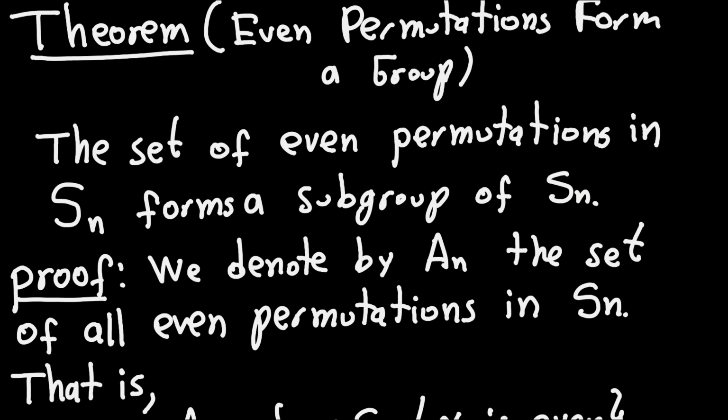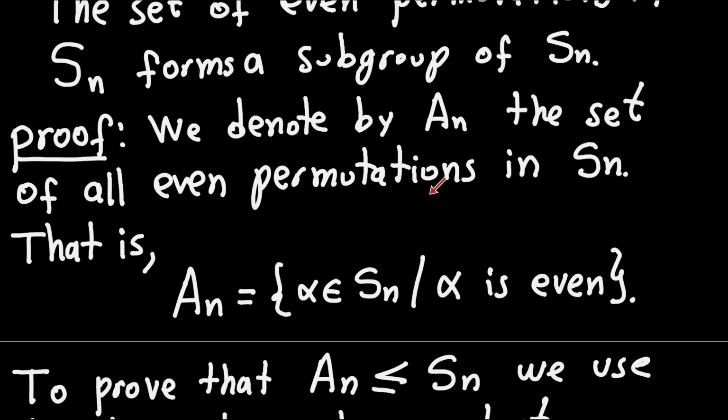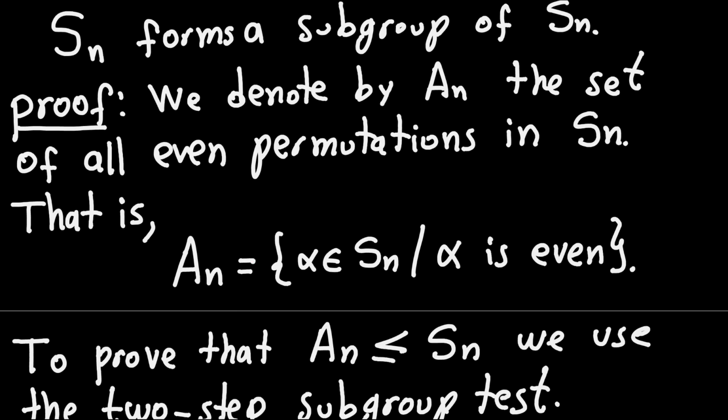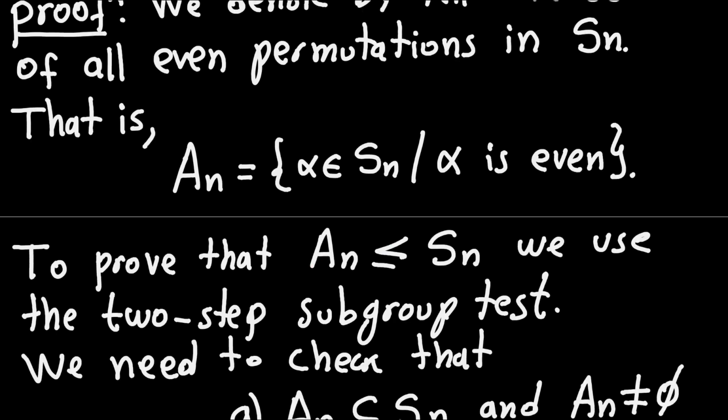Now remember, in Sn, when you have a permutation, it's either even or odd, depending on how many 2-cycles it can be decomposed into. Okay, so let's look at the proof. Now we're going to use a little bit of notation here. We're going to denote by A sub n the set of all even permutations in Sn. So out of all the even permutations in Sn, we're going to collect them all in one set that we're going to call An. So formally, An is the collection of alphas in Sn such that alpha is even.